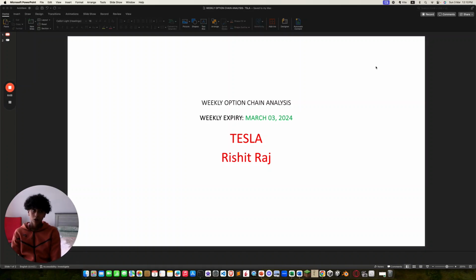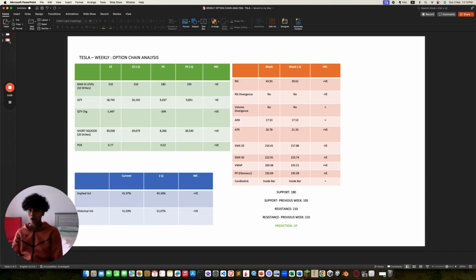Today is the 3rd of March 2024 and I'm going to be going over my weekly option chain analysis for Tesla. We can see that the max OI level is now going to be only taken from 10 strikes up and down from the current spot price. This is because it was causing too much disparity between the PE max OI levels and spot price, which is pretty meaningless. So the CE stays the same, the PE has gone down, which is negative.